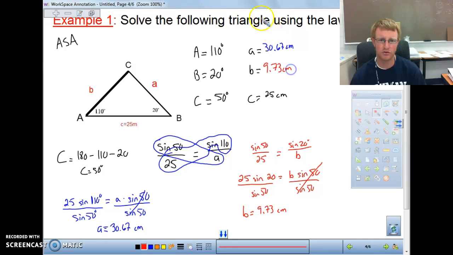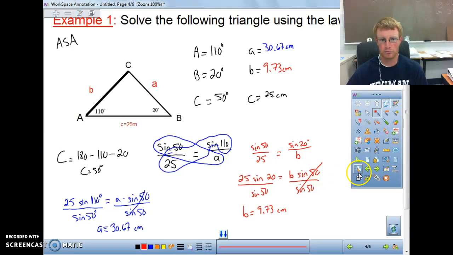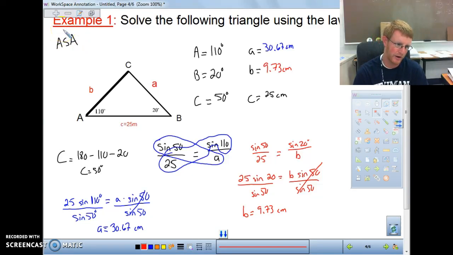And then you just want to make sure you double check. Make sure the smallest angle corresponds with the smallest side. Largest angle corresponds with the largest side. Everything checks out there, so we're good. Okay? So that's an example of an angle side angle. But honestly, once you have a corresponding angle and a corresponding side, you can use the law of sines. So you don't really have to pay attention to whether it's angle side angle or angle side side. You just need to understand whether you're given enough information to use the law of sines or not.